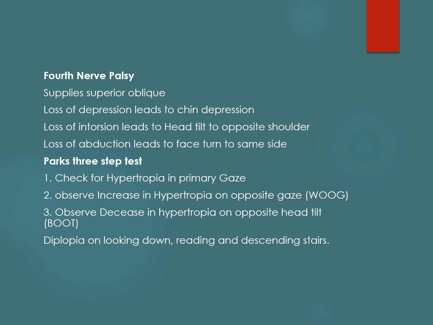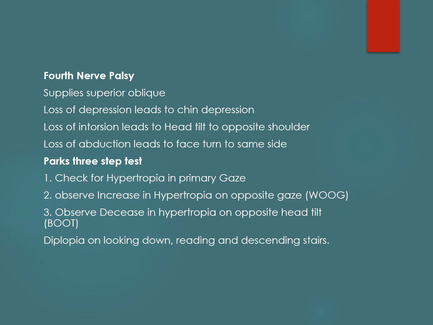In order to diagnose a case of fourth nerve palsy, Park's three-step test is done. First step, check for hypertropia in primary gaze. Step 2, observe increase in hypertropia on opposite gaze, WOOG, that is worse on opposite gaze. Number 3, observe decrease in hypertropia on opposite head tilt, BOOT, best on opposite tilt.